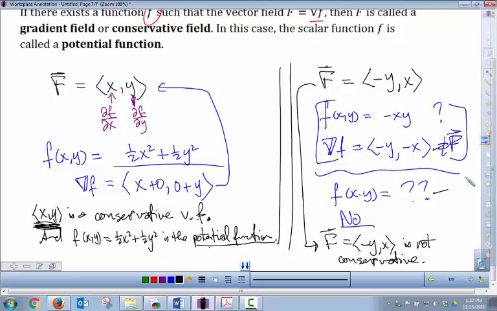All right, there's one more idea here that I wanted to talk about called flow lines. And if you look at a vector field, I didn't write down the definition for a flow line.